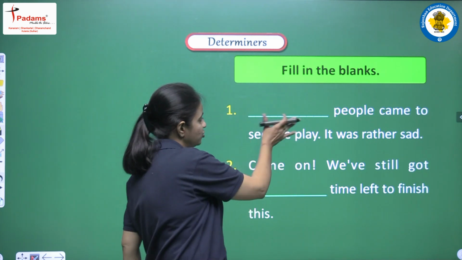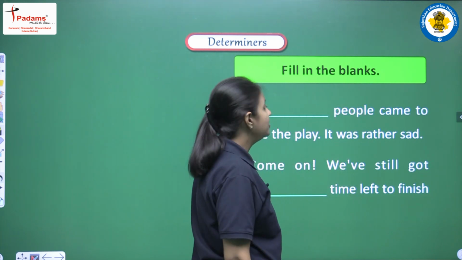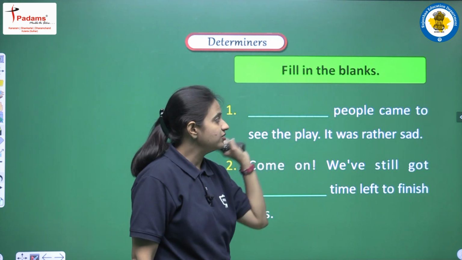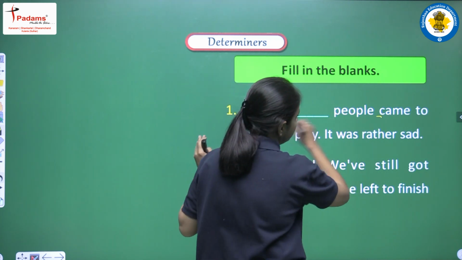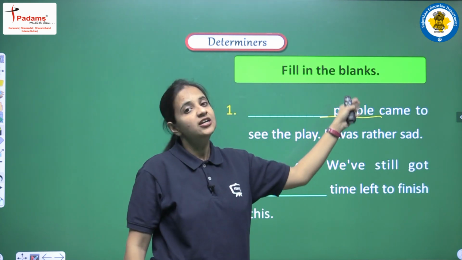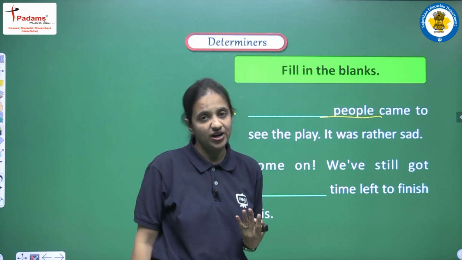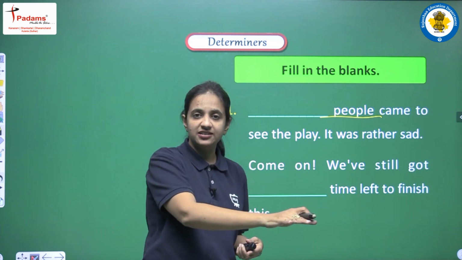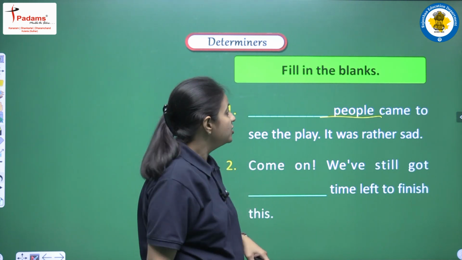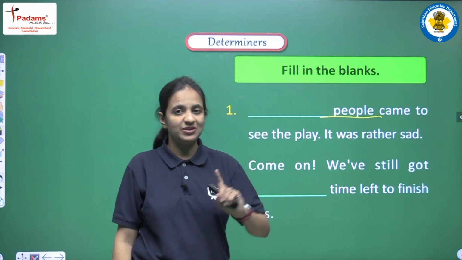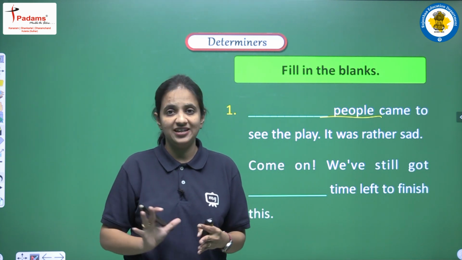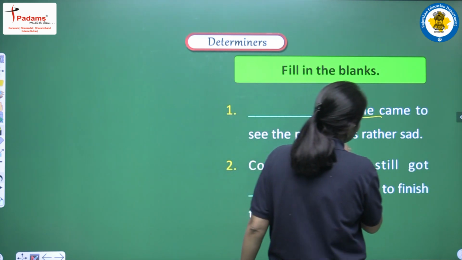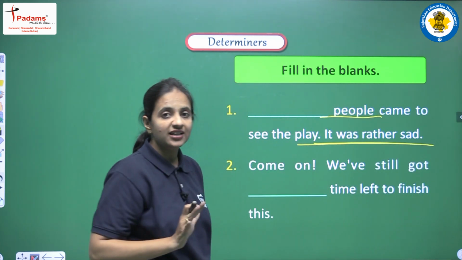We have first of all a blank, then: people came to see the play, it was rather sad. So now observe the sentence very carefully. First of all, look at the noun that we have: people. We know that people is a countable noun, right? We can count people, we can say that there are 4 people, there are 6 people sitting in that room. So people is a countable noun. So one thing is very clear, that we have to use the few family here, because we have a countable noun. Now observe the sentence. We have that it was rather sad. So why was it rather sad?